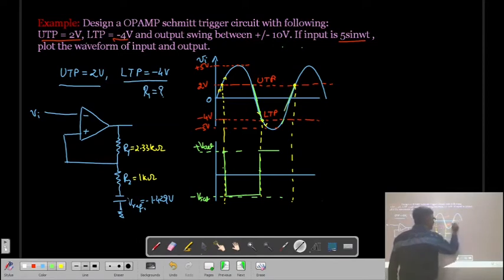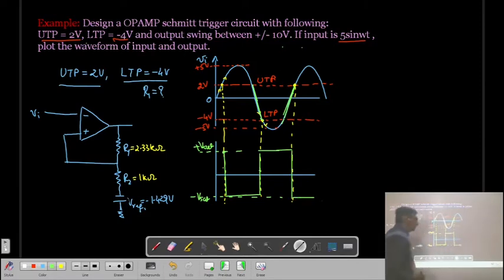Again, you can see for all this value where my input voltage is between the LTP and UTP, but due to the hysteresis, the output of the Schmitt trigger will remain in a previous state. What is my previous state? It is a plus V saturation, so it will remain in a previous state. And here it is crossing this UTP, so the output voltage will change from a plus V saturation to a minus V saturation.